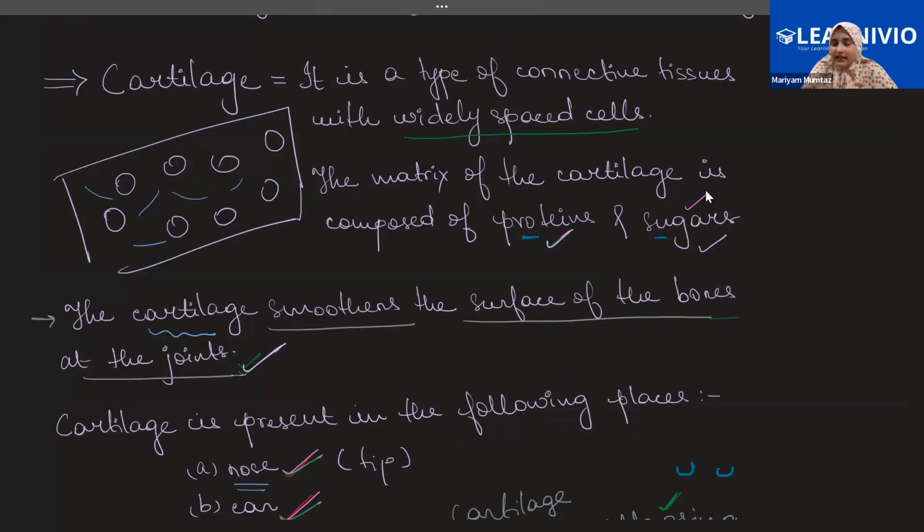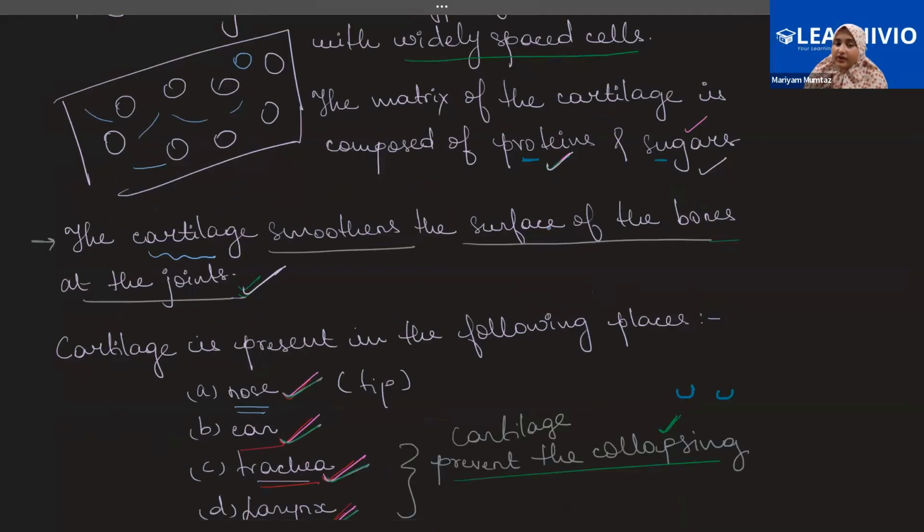So this is the connective tissue that has a lot of intercellular spaces. Like the cells that are present in this tissue, they are widely spaced. So in between those cells, there are a lot of spaces present. And now the cartilage matrix is composed of proteins and sugars.